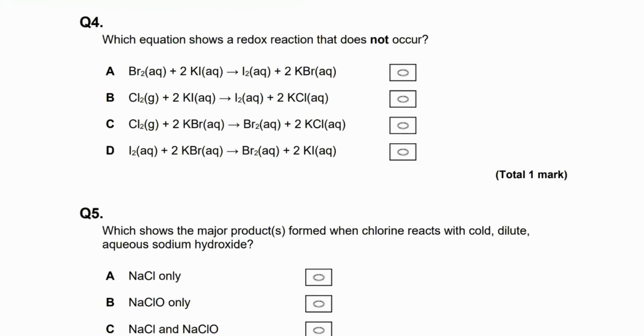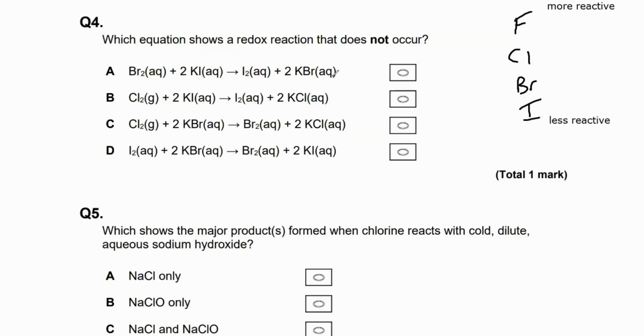Question 4. Which equation shows a redox reaction that does not occur? So we're looking for a displacement reaction that can't happen. Now, how do displacement reactions work? You should remember that the more reactive halogen will push the less reactive halogen, which will be a halide ion, out of its compound. So the more reactive halogen is going to push the less reactive one out. So let's have a look at these and see which one can occur.